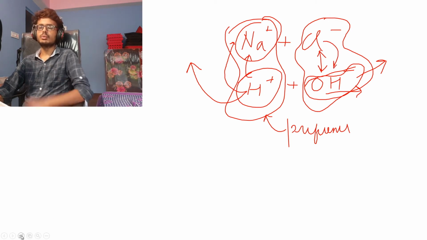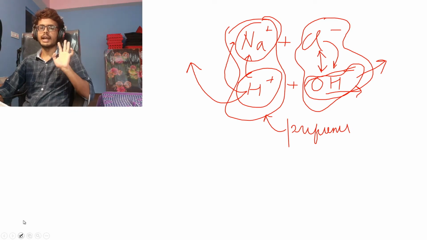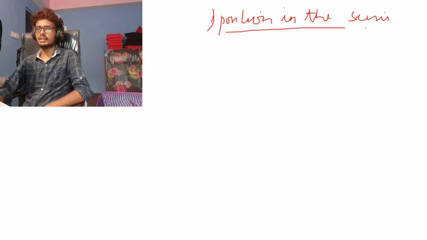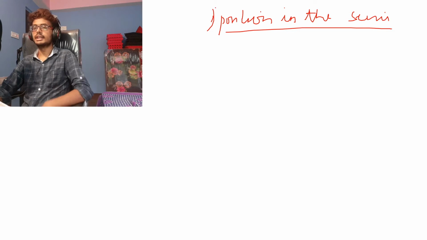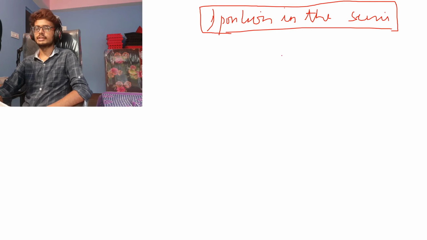So I just told you one reason why the discharge may happen. The only reason that I gave you was the position in the series, the position in the electrochemical series. So where is the ion located in the electrochemical series? At what place in the electrochemical series is it located?